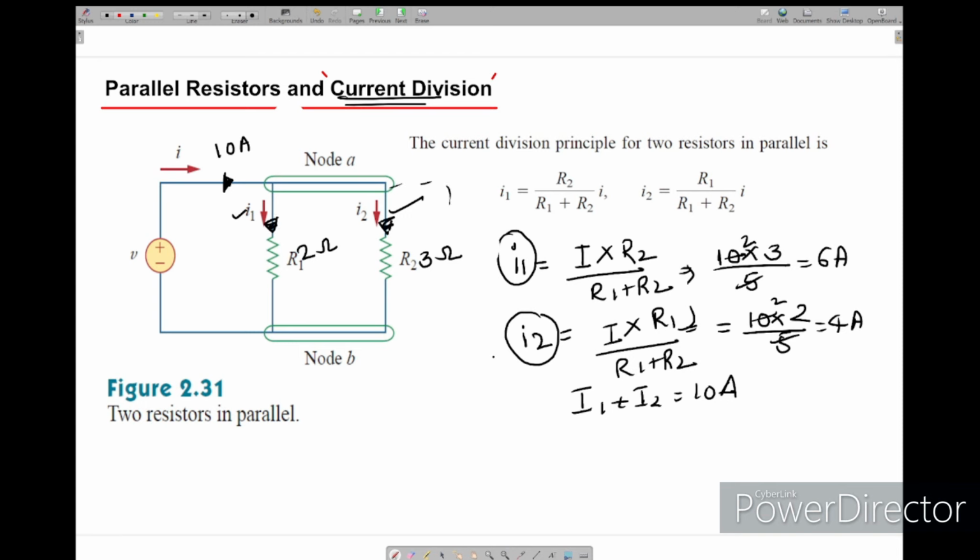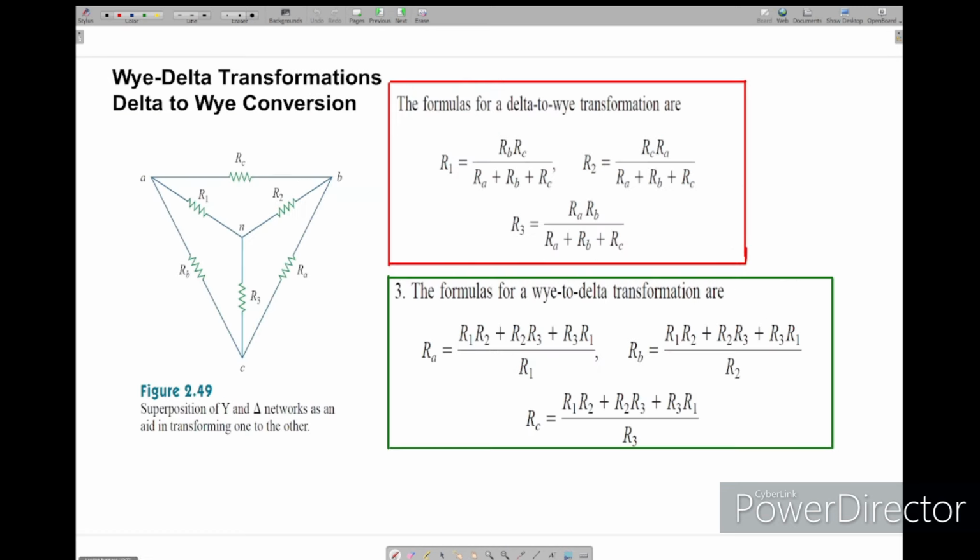If we have one more path also, the total current I equals the sum of these three paths. That's what the current division says. So this is all about the current division principle.